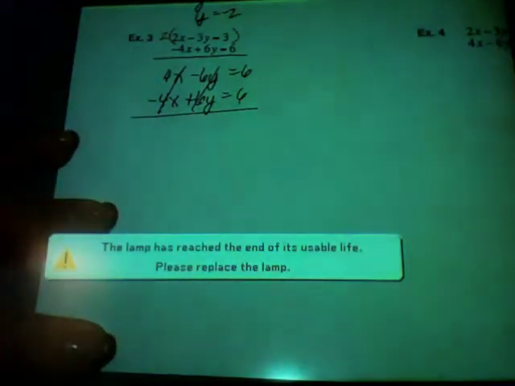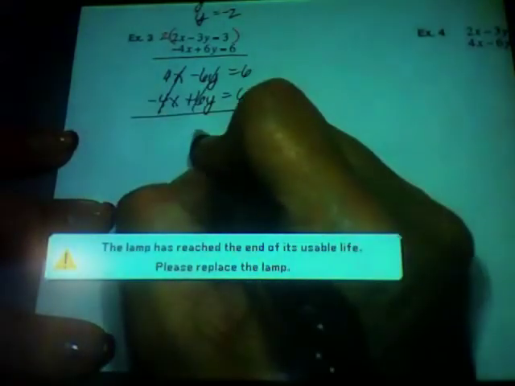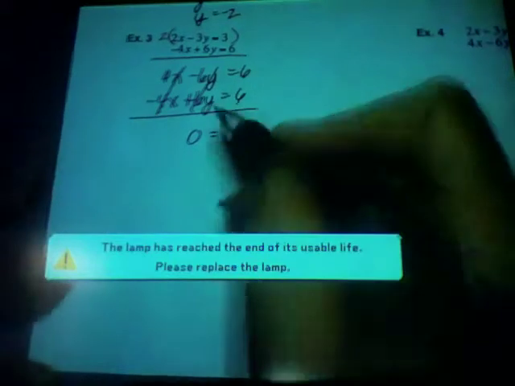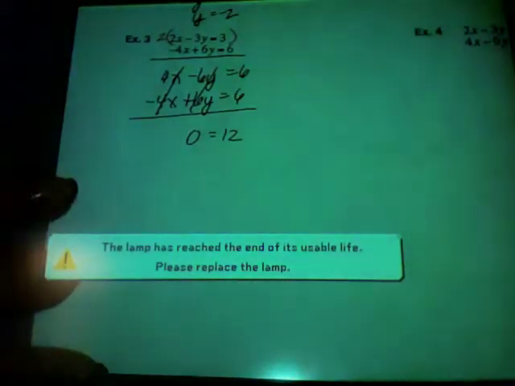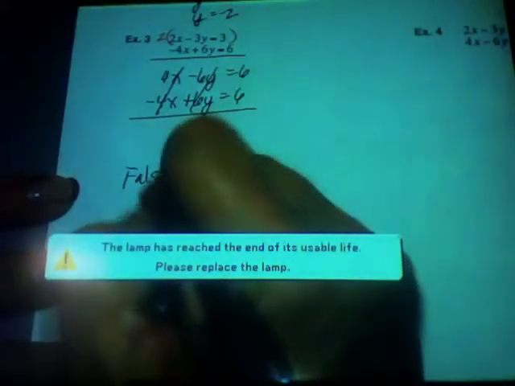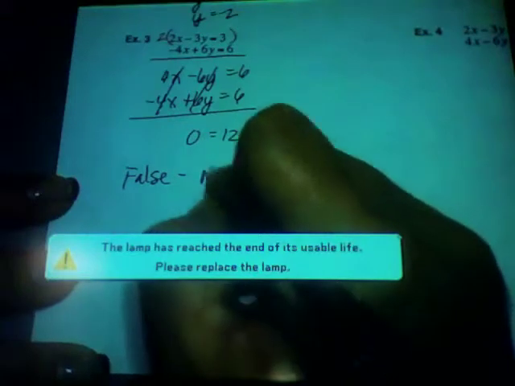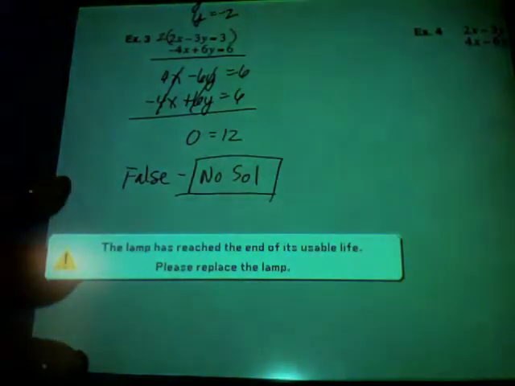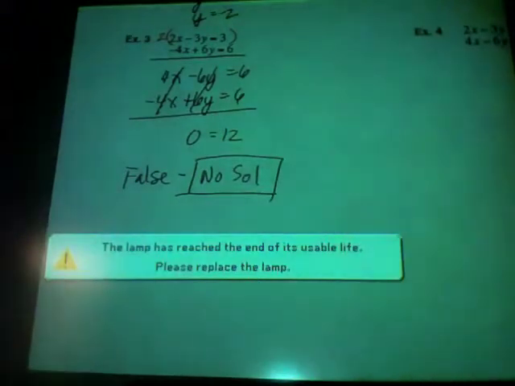What are you left with on the left? 0, right? What are you left with on the right? 12. Is that a true or false statement? Since it's false, what's your solution? No solution. If it were true, what would be your solution? What kind of lines are these if it's false? They have no intersection. Parallel lines.